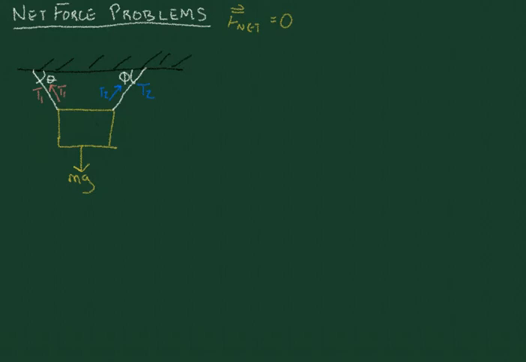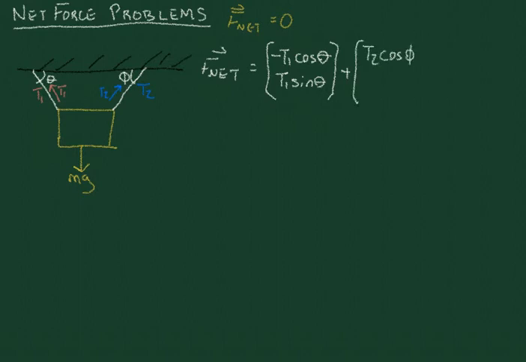So we say that F net is equal to, and so we have minus T1 cosine theta and T1 sine theta. We have a positive T2 cosine phi and a T2 sine phi. And then we have a minus mg in the y direction and no x component for gravity. So these are all the forces on the system.